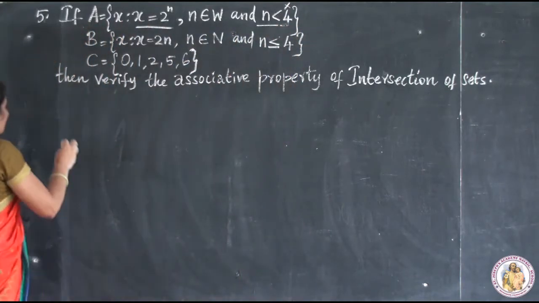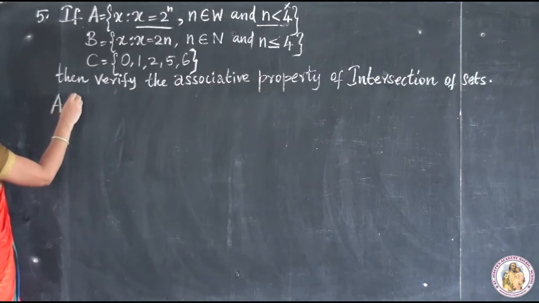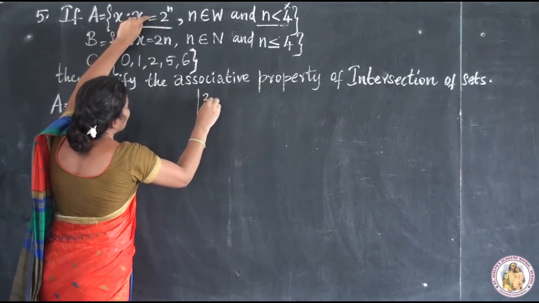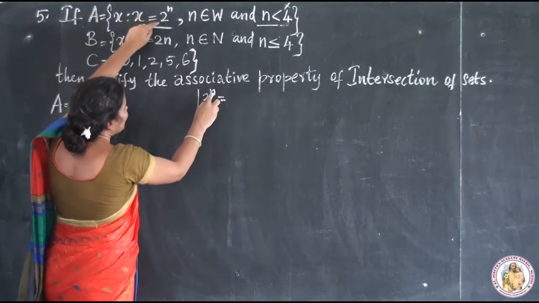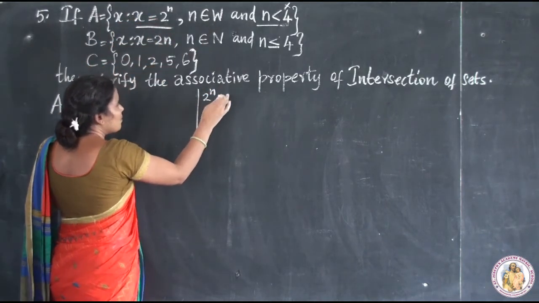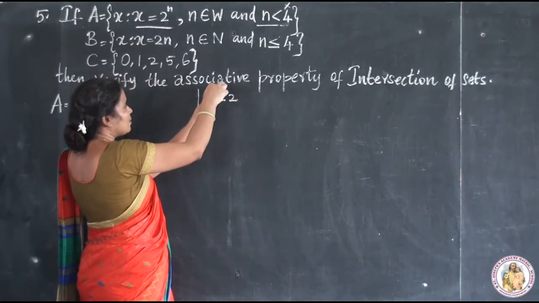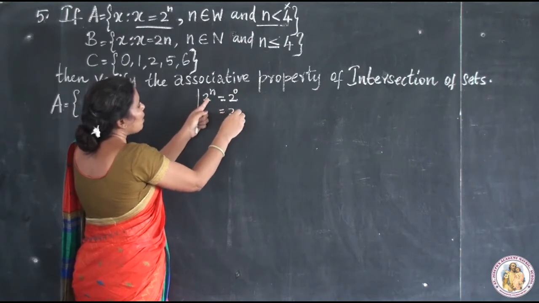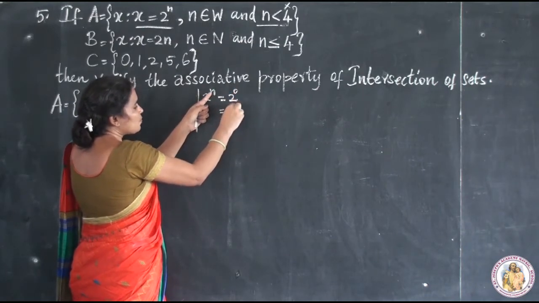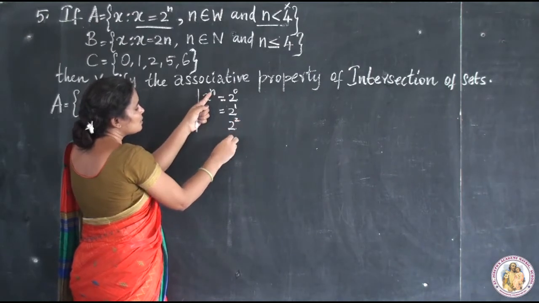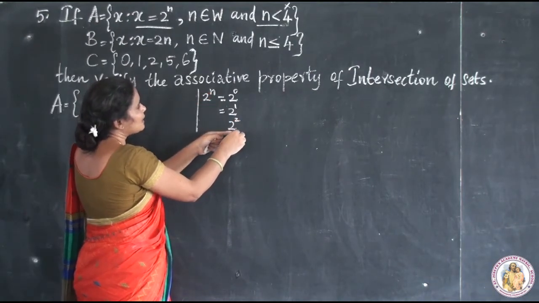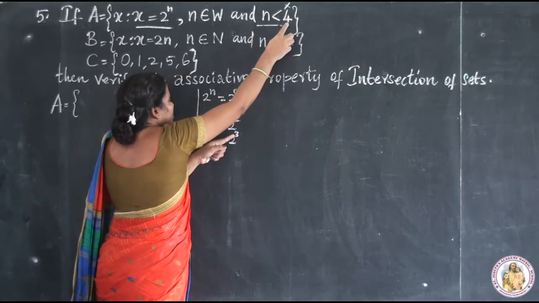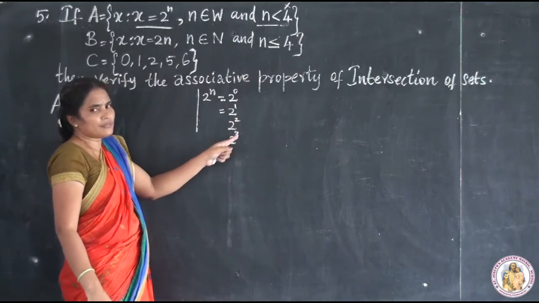So let us find what is A. A is equal to 2 to the power of n. N belongs to whole number, so we find 2 to the power of n. Whole number starts from 0. Then 2 to the power of 0, after 0 it is 1, then 2 to the power of 2, then 2 to the power of 3. Here the condition is n is less than 4, so we do not take 4. We have to stop at 2 to the power of 3.